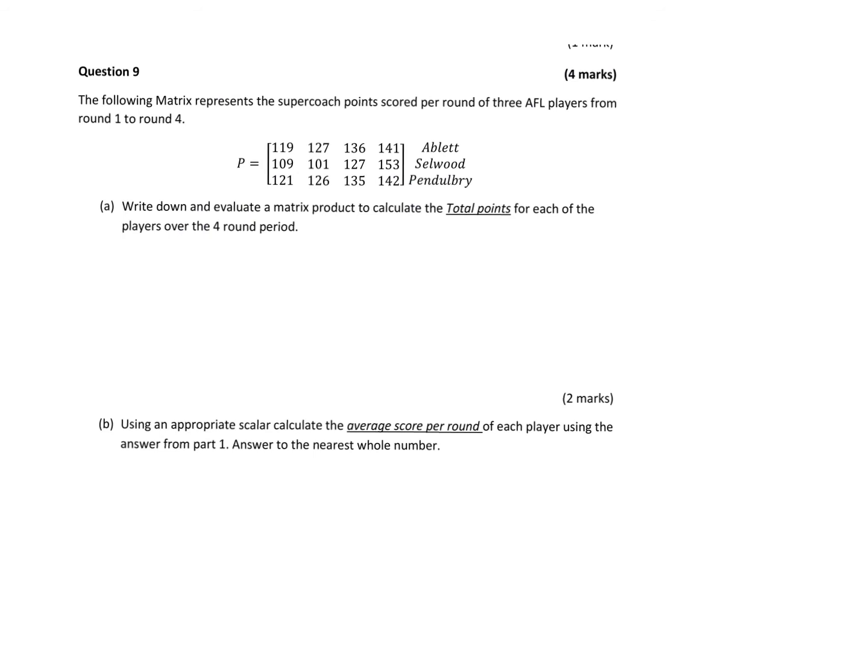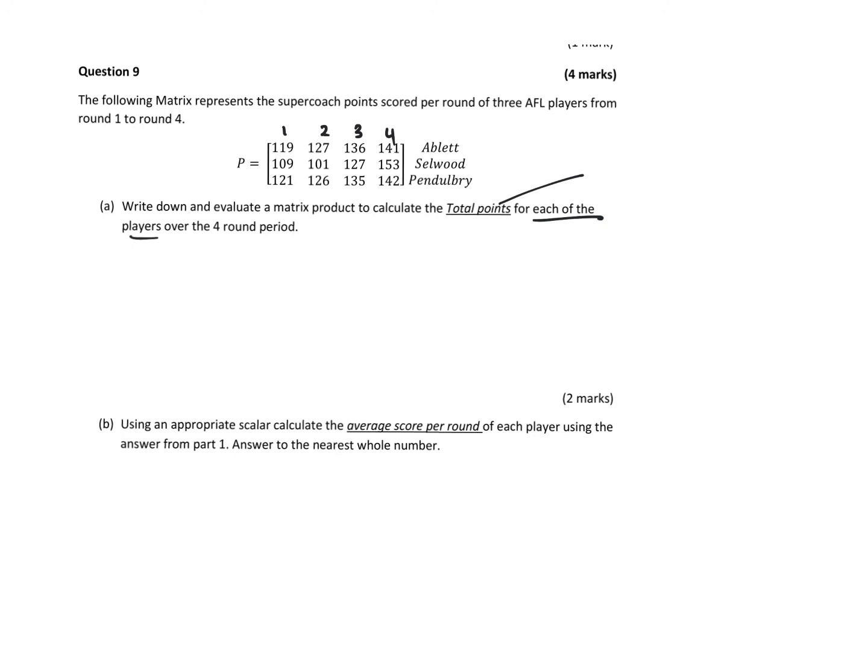All right, question 9. The following matrix represents the Supercoach points scored per round for 3 AFL players, round 1 to 4. So here I just like to put what that is so I can see. Write down and evaluate the matrix product for the total points for each of the players over the 4 rounds. So they want you, so you've got to think about it. They want the total points for each player.